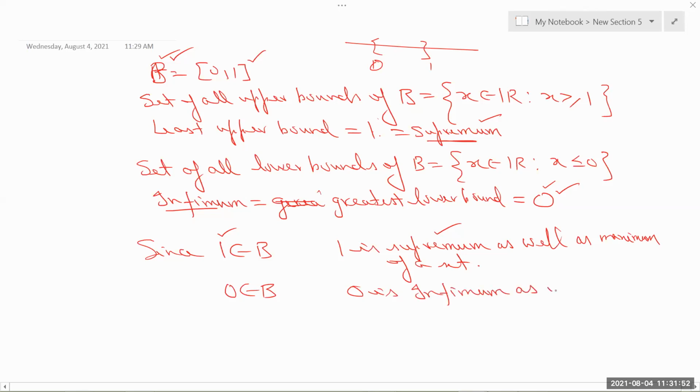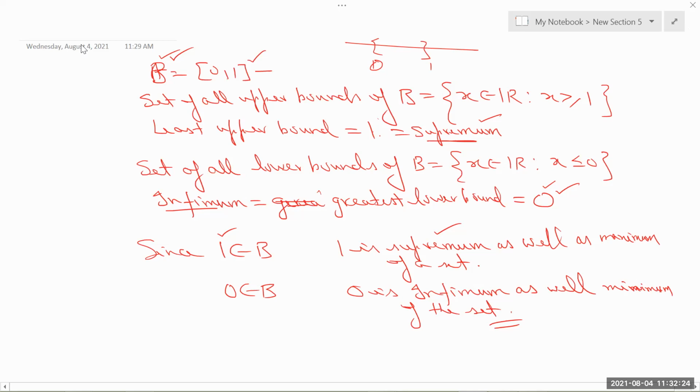I am explaining this example so that first it settles in your mind what it is and where the difference is. 0 is the infimum as well as the minimum of the set. So in this case, both supremum and infimum, and you can see that this set is bounded. Bounded means bounded above as well as bounded below. Is it clear?